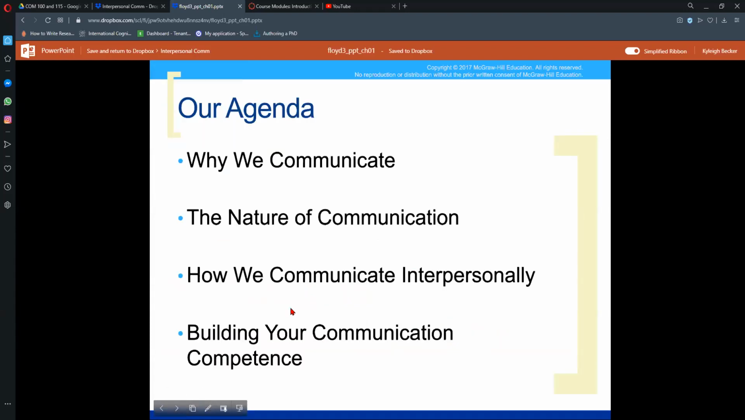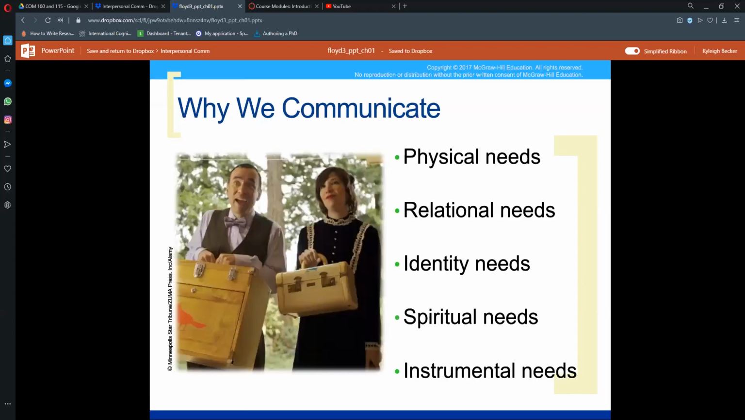So our agenda for today: why do we communicate, the nature of communication, how we communicate interpersonally, and how we can build our communication competence. So why do we communicate? Well, we communicate to meet physical needs, relational needs, identity needs, spiritual needs, and instrumental needs.